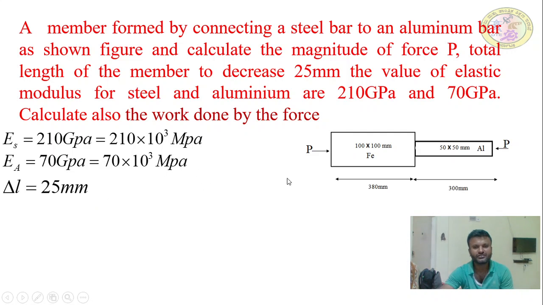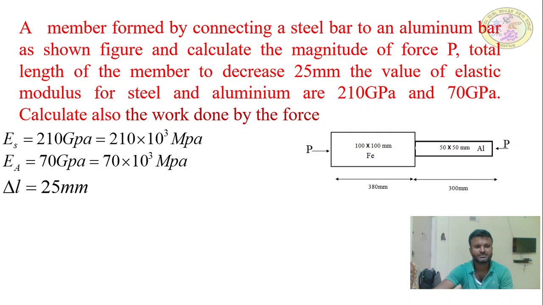What we need to find out is the force P and also the work done. Force P and work done we need to find out. See how to find out the force P.